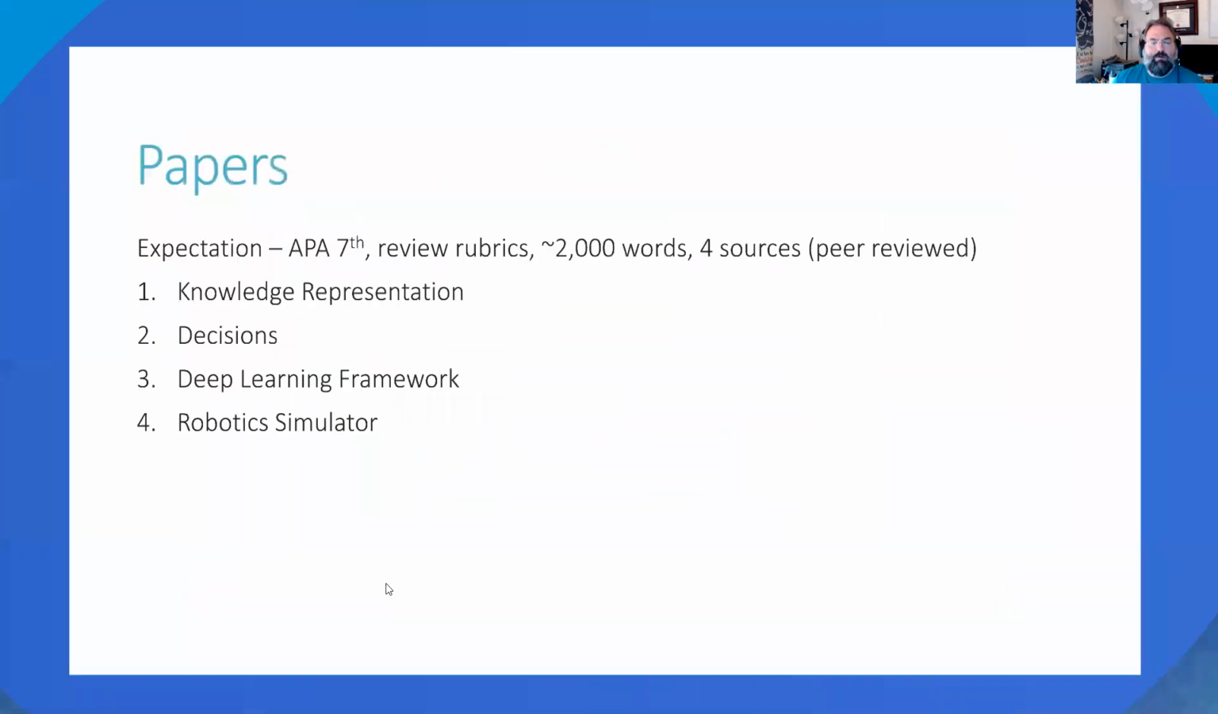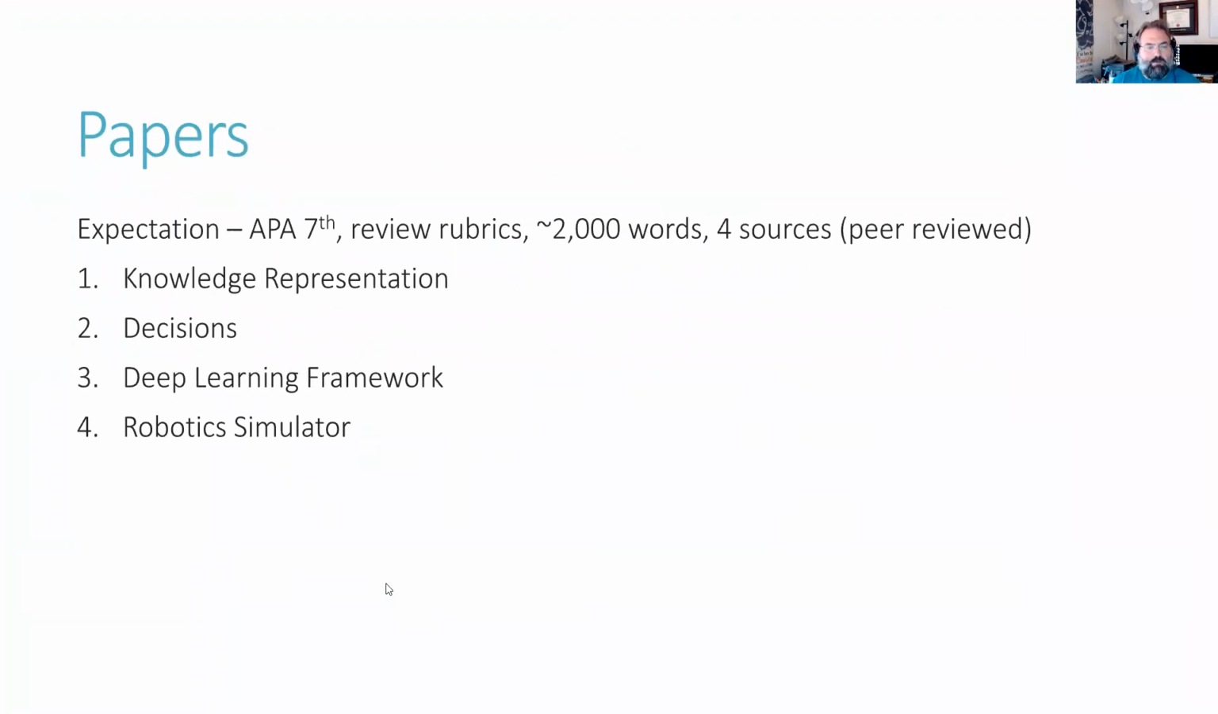Moving on to papers. In general, there are 4 papers in this course. The expectation is that you will use APA 7th edition. Do review the rubrics. They do outline what I'll be looking for as I grade. They'll be roughly 2,000 words. You'll need at least 4 sources, probably a few more, and those need to be peer-reviewed sources. It means that they're scholarly in nature and have been through a peer review process.